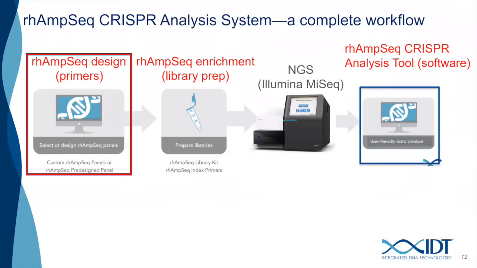So first, let's start and just talk about what the RAMP-seq chemistry is and how to design the primers to look at your editing associated with the guide RNAs you're using in your CRISPR experiments.